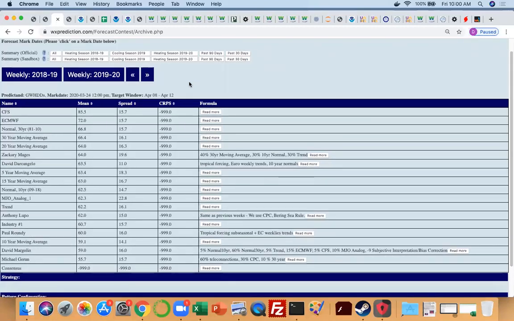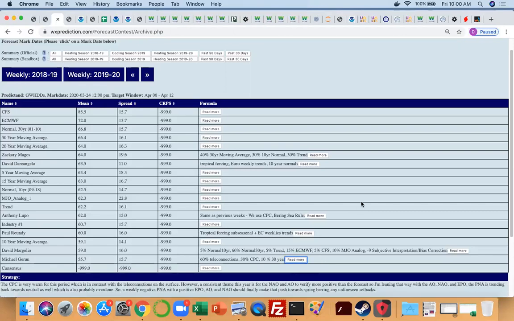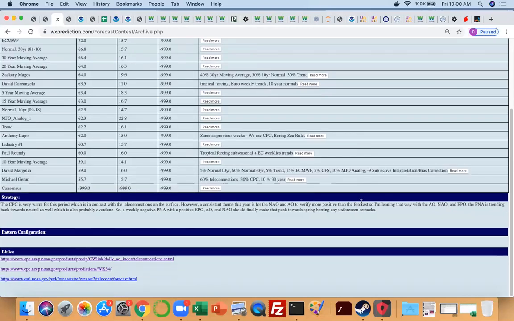Well, I've got the warmest, so I might as well go first. Go for it. All right, so this week my forecast was 55.7 HDDs with a normal spread of 15.7, which is a bit warmer than the 30-year. No changes in the formula this week, same as it's always been for the past, I guess, 6 months now.